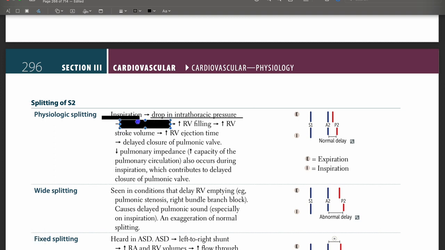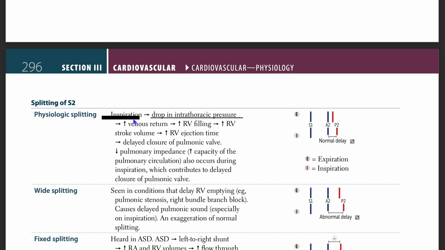Okay, so drop in intrathoracic pressure when you're breathing, right? This happens because the diaphragm pushes upward, and you can think of the abdomen as pulling in the blood, basically. So that's why you have a decrease in venous return. When you have decreased venous return, you'll have a decrease in right atrium filling, and then that will cause. Sorry, wait.